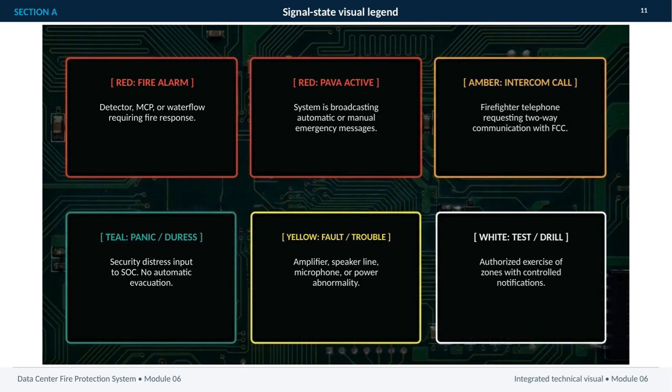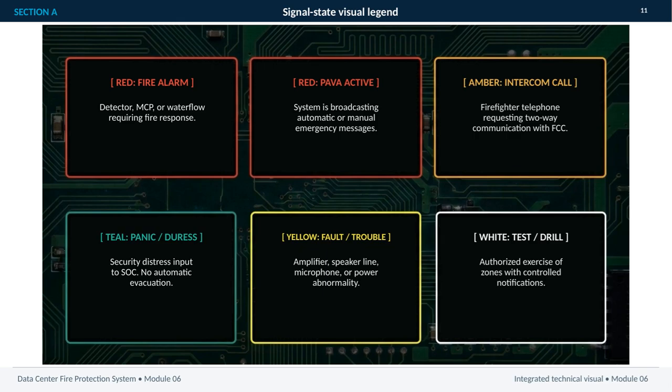Teal represents a panic or duress signal sent to the Security Operations Center. This is a security distress input, and it does not trigger automatic evacuation. Yellow indicates a fault or trouble condition, such as an abnormality involving an amplifier, speaker line, microphone, or power supply. Finally, white represents a test or drill, meaning authorized zones are being exercised with notifications kept under control.